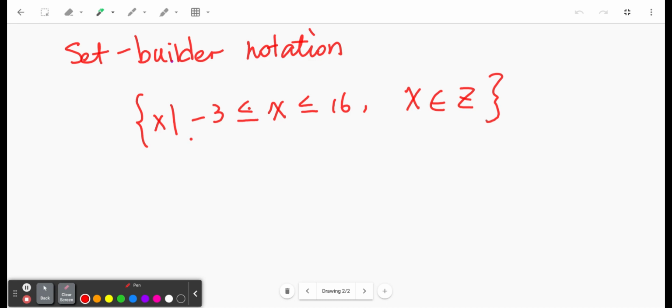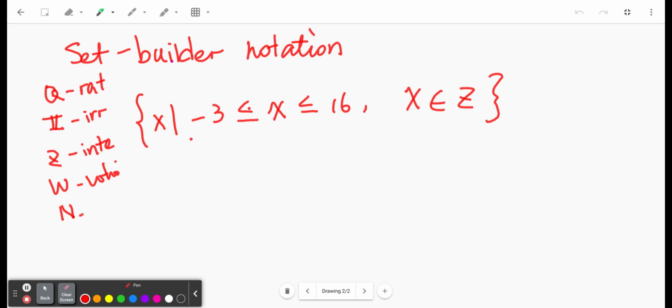If you look at these, remember earlier we have rational, irrational, whole number, integer, and natural number. They all have a letter representing each set. We have Q, we have Q with a bar, Z, W, and N, right? Q is rational, and then the other is irrational, and Z is integer, and W is whole, and N is natural.